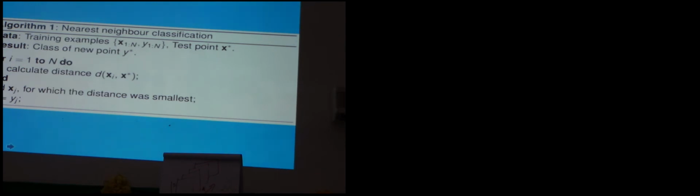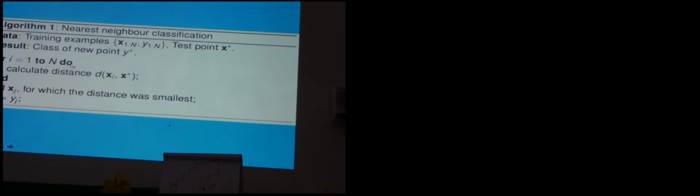And in this, we take the training examples where x are the attributes or the other values. So each of the x, since it was a 5x5, will be a 25x1 column vector. And then for each of the column vectors, we shall have the class or the label. So what we want to do is take a test point, x star, and be able to come up with its class.